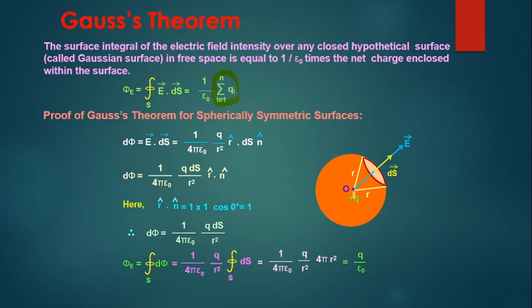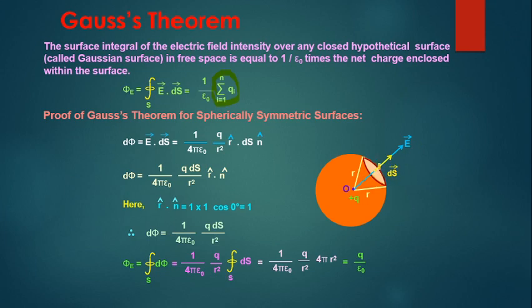So consider an imaginary Gaussian surface of radius r around this charge. It forms a sphere having radius r, and a small part of this sphere has area vector taken as ds. This is a positive charge, so the electric field is away from this positive charge. This is the direction of the electric field, and this is the direction of the area vector ds.